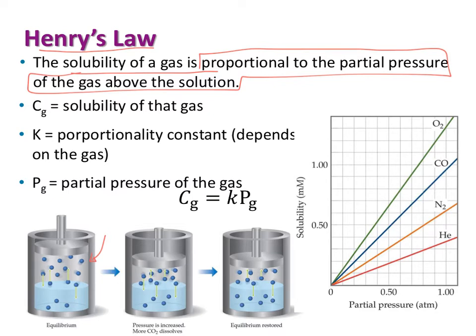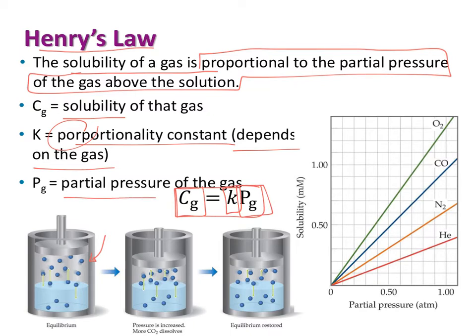Here we have the equation for Henry's law. This C right here is the solubility. This K is a constant, a proportionality constant, which I spelled wrong right here. It depends on the gas, so they're unique to each gas. And finally, this P_G is the partial pressure of the gas.